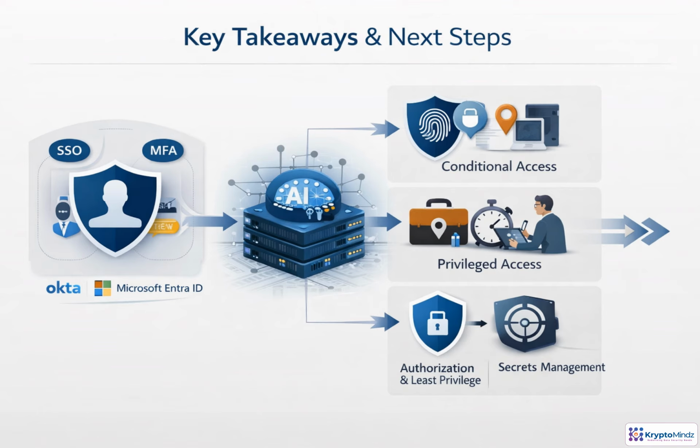Identity is the first control plane for secure enterprise AI. Centralize sign-on, enforce MFA and adaptive access, and treat privileged AI roles as temporary monitored exceptions. With that foundation in place, we can focus next on what identities are allowed to do and how secrets stay protected.